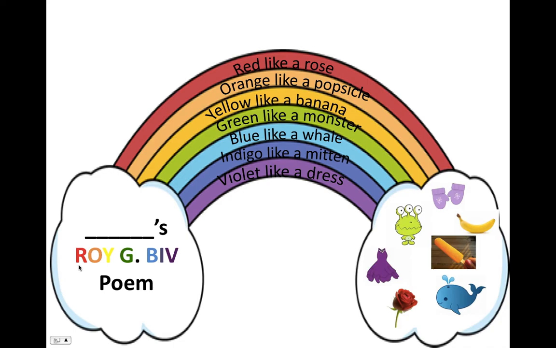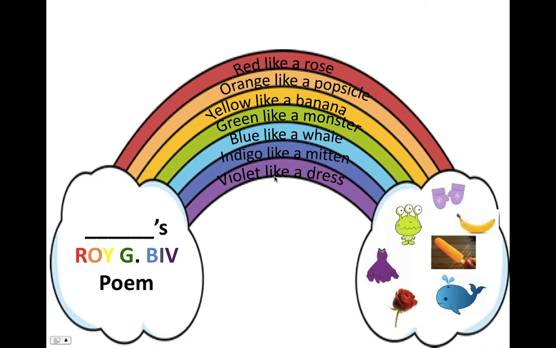So R is for red, O is for orange, Y is for yellow, G is for green, B is for blue, and I and V are both kind of like purple, but they're different kinds of purple. So I is for indigo and V is for violet. You see how they're a little bit different? So anyway, you're going to think about a color or something of each color to put in your poem.